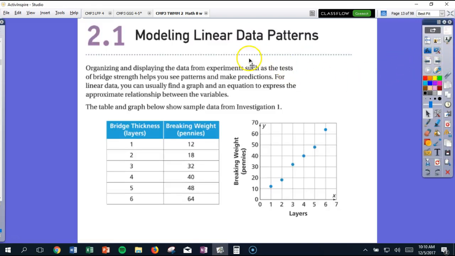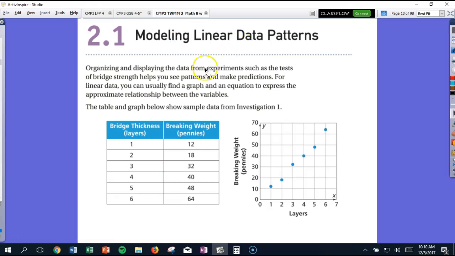As we get started, it says we want to model linear data patterns. Organizing and displaying the data from experiments, such as tests of bridge strength, helps you to see patterns and make predictions. We have an example table and graph from back in Investigation 1 when we were finding bridge strength based on different thicknesses. This may not match up exactly with your data, but it's the data we're going to use for this exercise. So bridge thickness layers 1 through 6 and their breaking weights have been plotted on the graph.